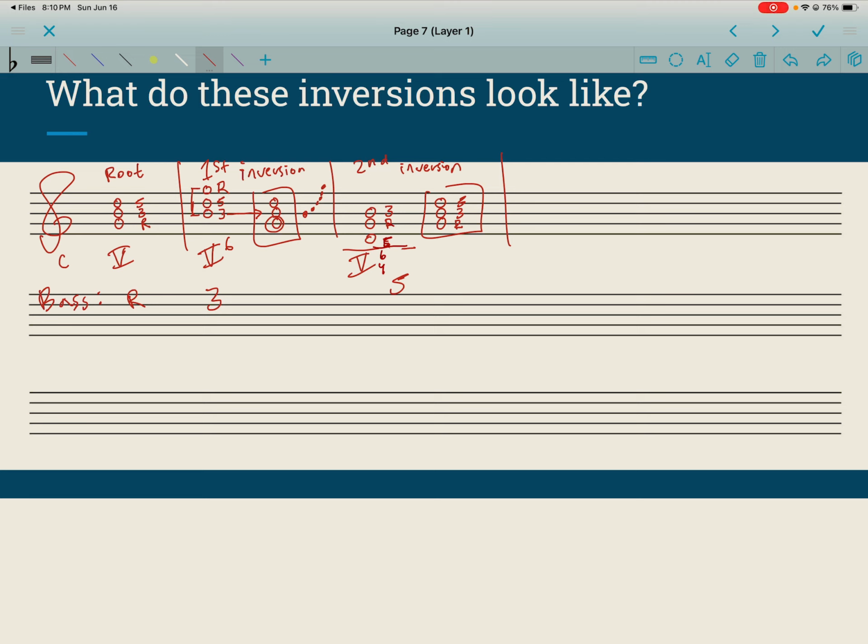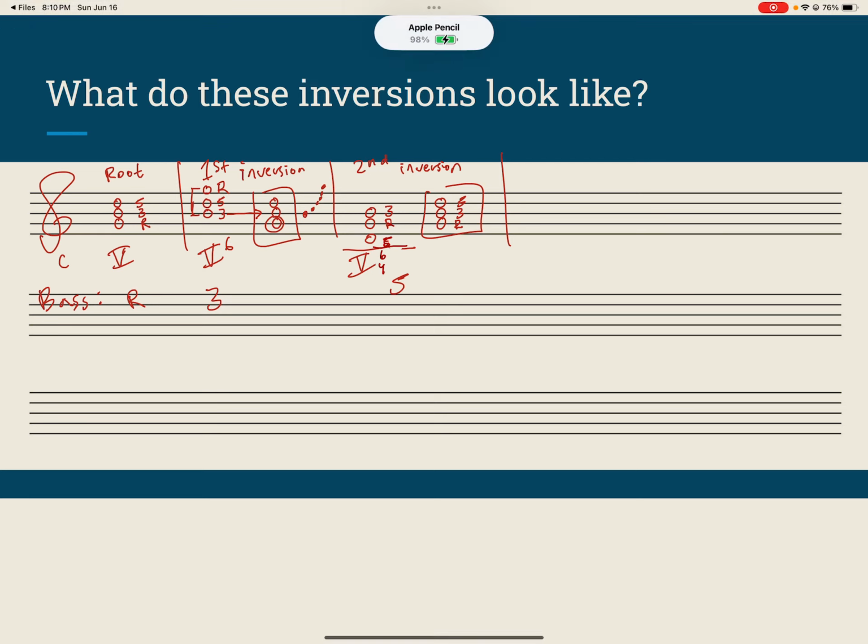So this is only in relation to triads. When you have a seventh chord, we're going to have a different layout of notes. But for what we're doing right now, root position, right? You have C, E, G. Your root is in the bass. The root is your lowest note.